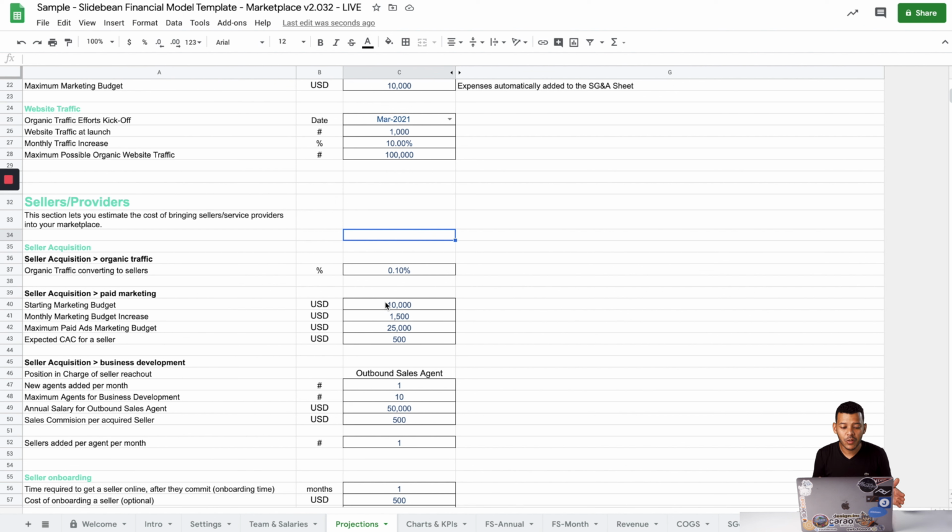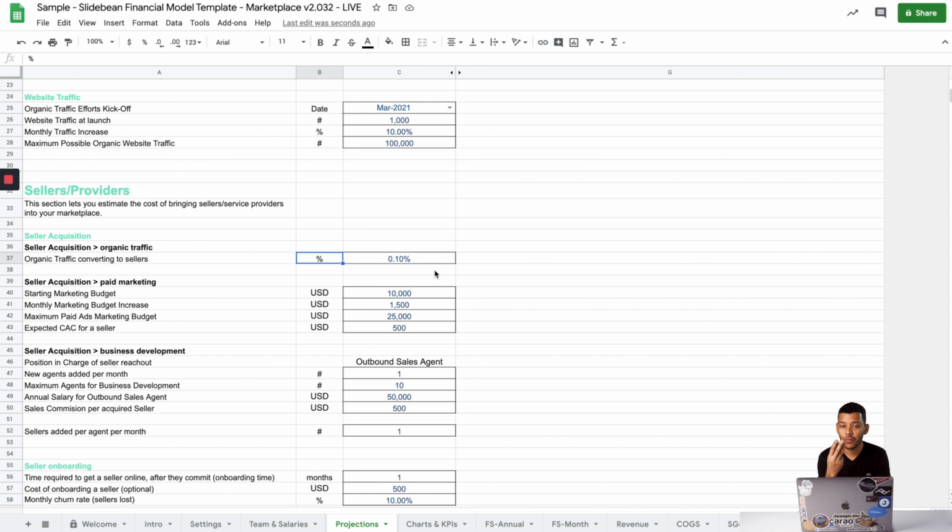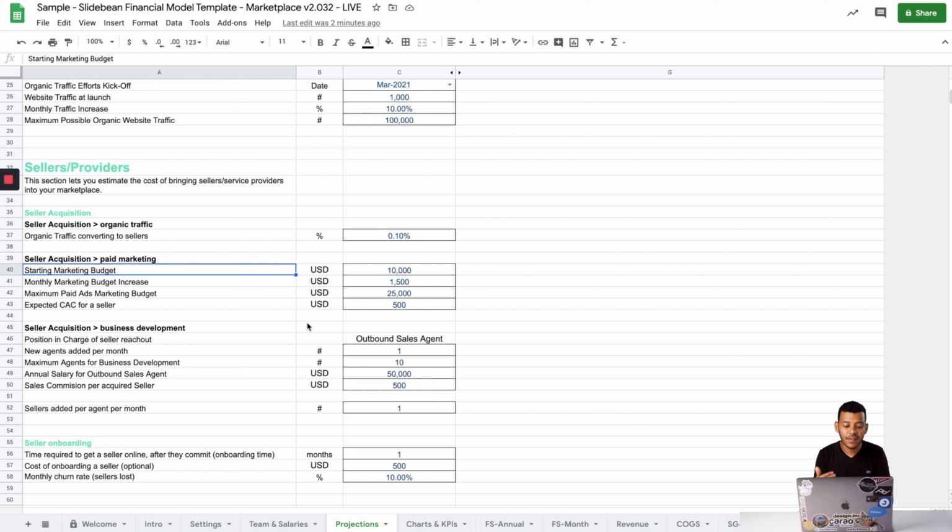All right, so let's look at seller providers. These are the people who sell things on the marketplace. How do you acquire them? So there are 3 ways in which you can acquire your sellers. One is with organic traffic, as we discussed. So what percentage of your organic traffic becomes a seller, a merchant on the platform? Right now it's set to 0.1%, simply because probably most of the organic traffic is going to be the buyers, not the sellers. Then you're going to have paid seller acquisition.